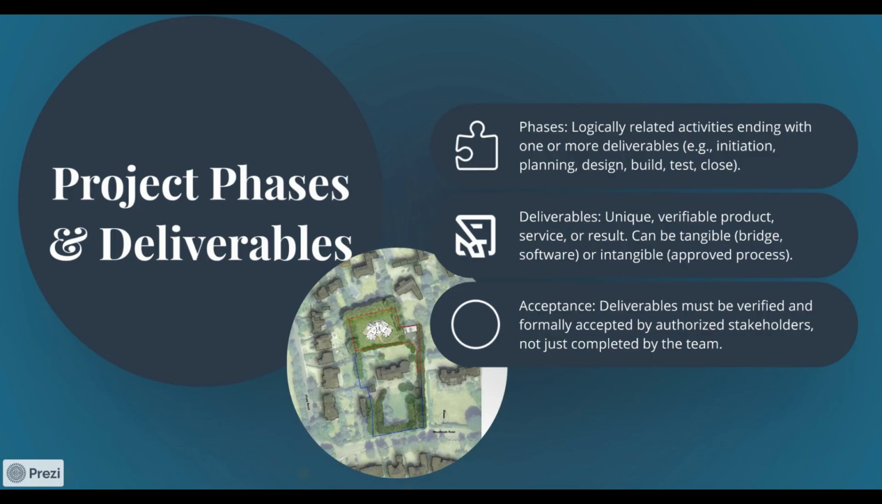In many projects, each phase produces one or more deliverables. For example, in the design phase, the deliverable may be an approved design document. In the build phase, the deliverable may be a working product. In the testing phase, the deliverable may be an accepted test report.